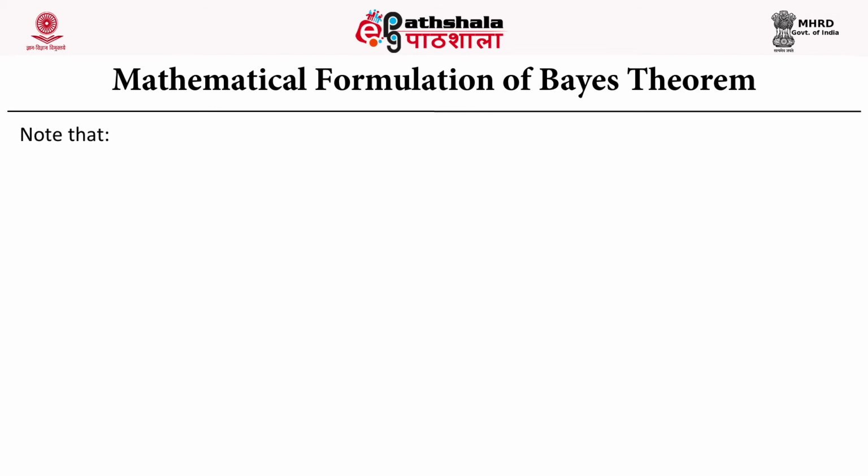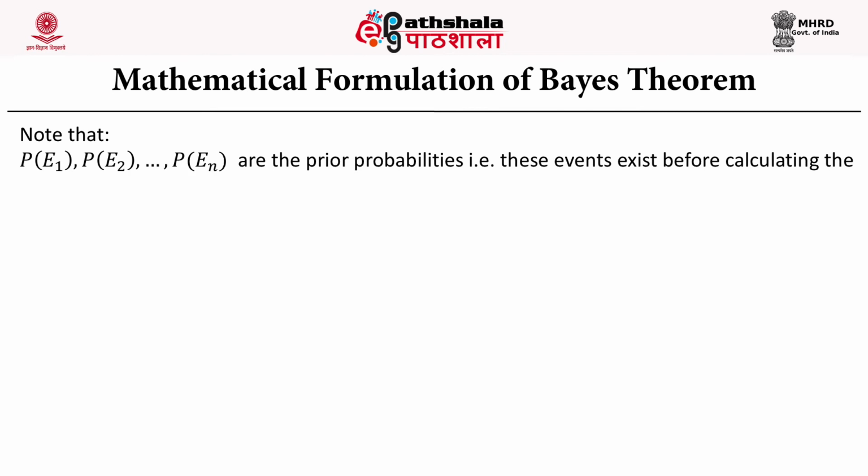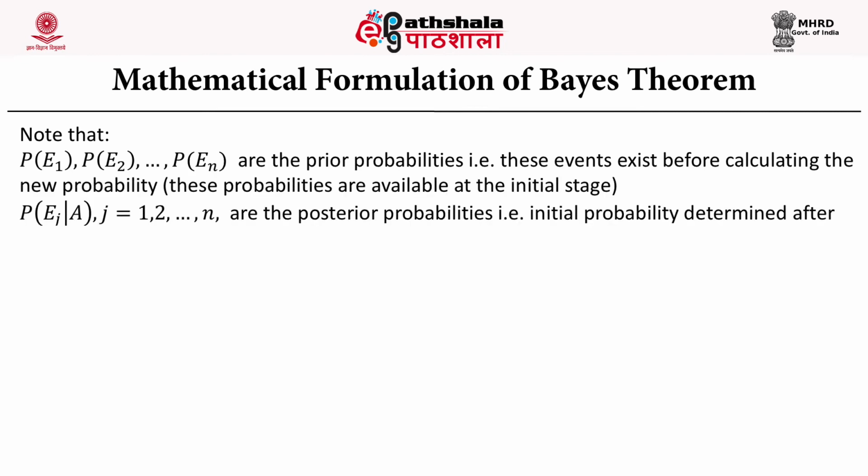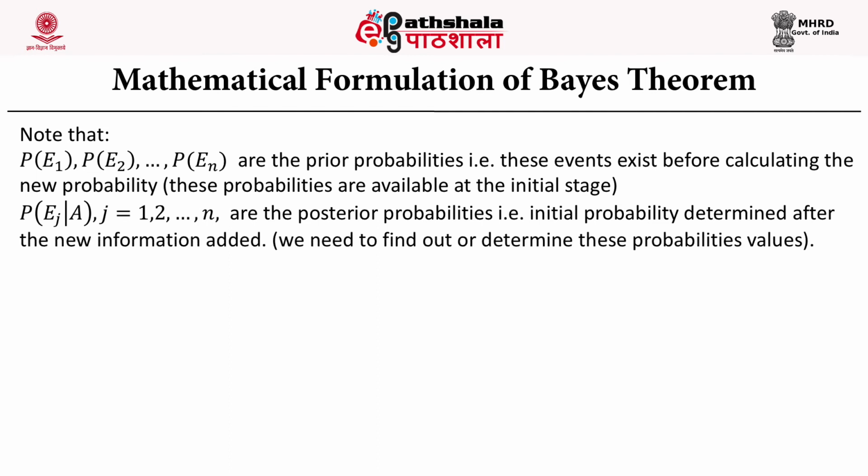So note that probability of E1, probability of E2, ..., probability of En are the prior probabilities. That is, these events exist before calculating the new probabilities. These probabilities are available at the initial stage. So probability of Ej given A, with j varying from 1 to n, are the posterior probabilities, that is, the probabilities determined after the new information is added. We need to find out these probability values.